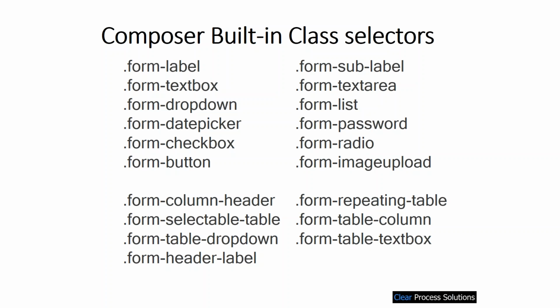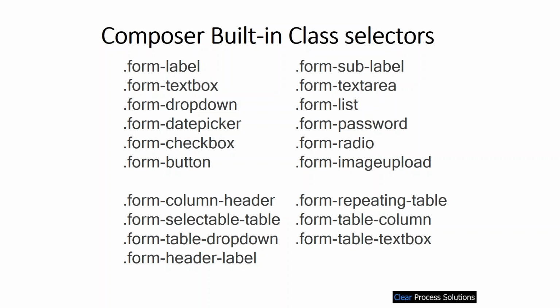Okay, so we talked a little bit about the built-in class selectors. So this is a list of them. This is actually, I believe, on the WINSHUTTLE help page. But these are all the different classes that are automatically assigned to the HTML elements and the form elements within Composer. So if you want to change the background color of all your drop-downs to blue, you can use the .form-drop-down selector. In your declaration block, you put color blue, and then voila, all of your drop-down boxes are now going to be blue background. And it goes the same for all of these.